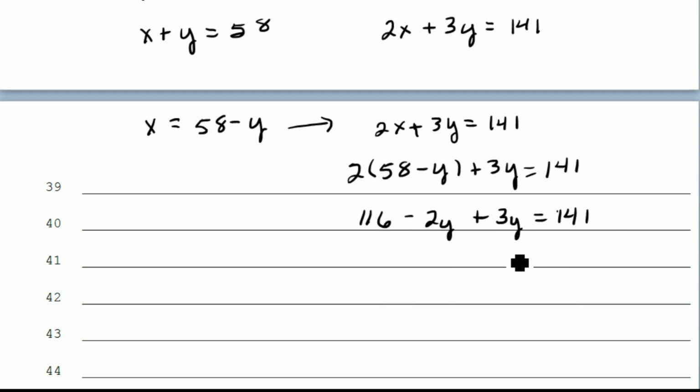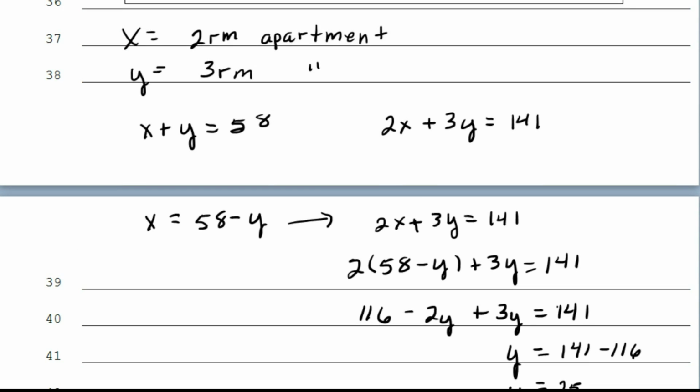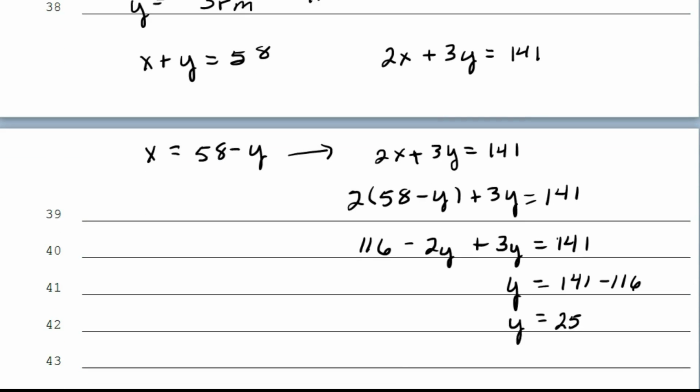Minus 2y plus 3y is a single y. And add negative 116 to both sides. 141 minus 116, and that'll give you 25. 25 rooms that have 3 rooms. 25 apartments that have 3 rooms.